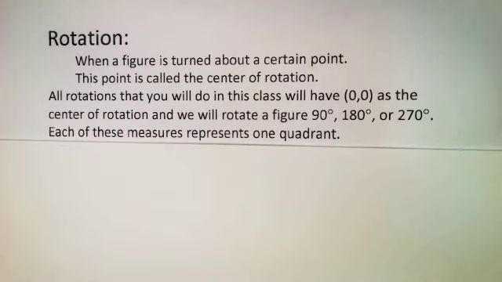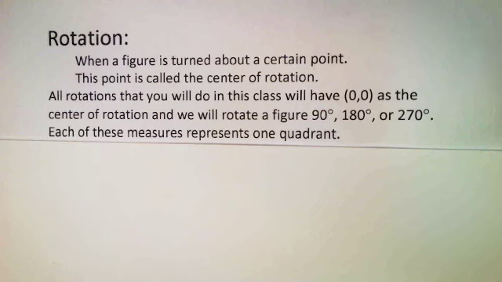Our next type of transformation is going to be a rotation. Now, a rotation is when you take a figure and turn it about a certain point. That certain point that you're turning it around is called the center of rotation. All rotations you will do in this class will have 0, 0, or the origin as the center of rotation, and we will only rotate a figure either 90 degrees, 180 degrees, or 270 degrees.